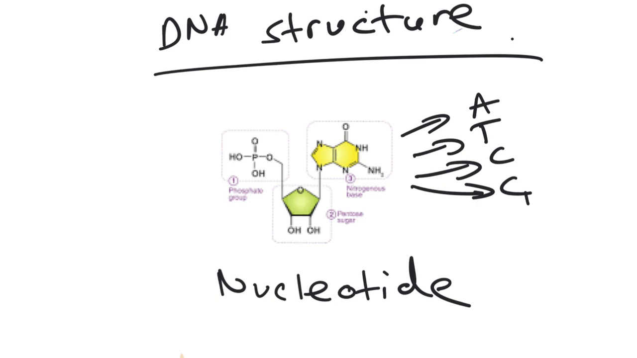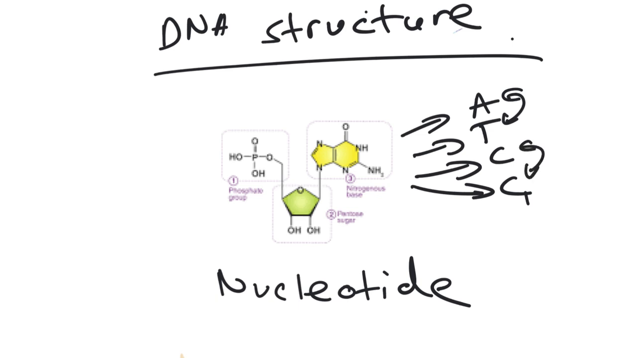A nucleotide is made up of three parts: a phosphate group, a pentose sugar, and a nitrogenous base. Now, these four bases are adenine, thymine, cytosine, and guanine, and they have a special way of pairing up. So adenine will only ever bind with thymine, and cytosine will only ever bind with guanine.